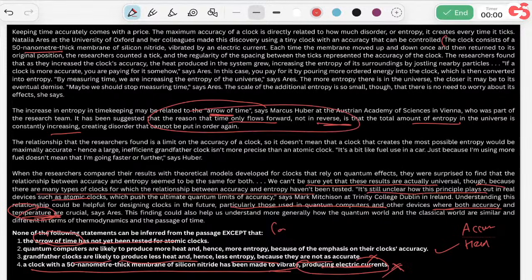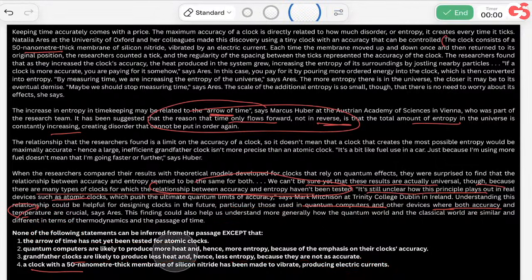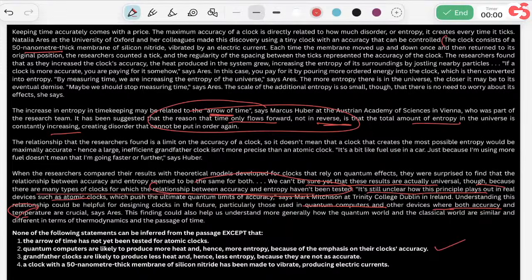Probably there has been a test done which talks about the principle of relationship between accuracy and entropy. That might have been tested, but that's not actually arrow of time. So arrow of time is the keyword here, which gives you enough reason to eliminate option one. We'll go for option B. That is true. यहाँ are crucial लिखा हुआ है, तो likely to produce more heat. Option B. B is correct.